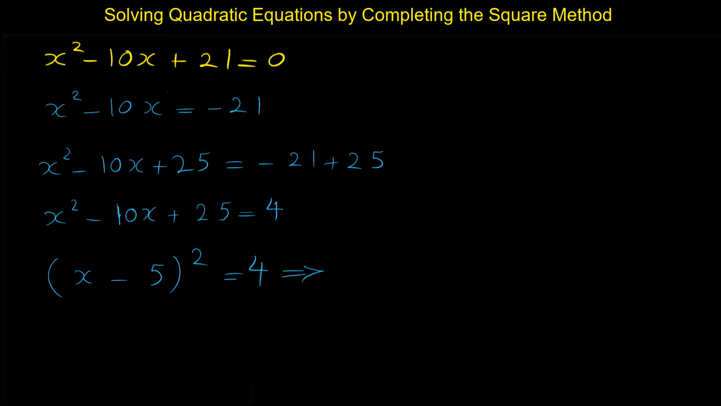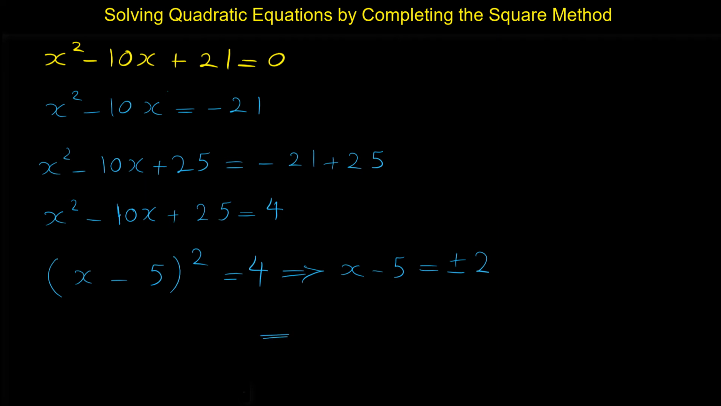Now that we converted the quadratic equation to the complete square form, we can take a square root from the left side and the right side of the equation. If we take a square root from the left side of the equation, we have x minus 5, and a square root of 4 is 2, and don't forget plus minus. So plus minus 2.